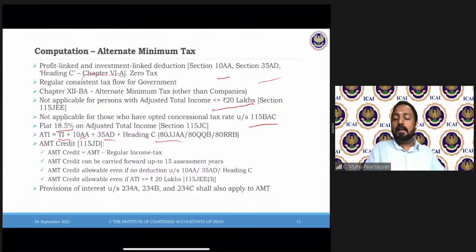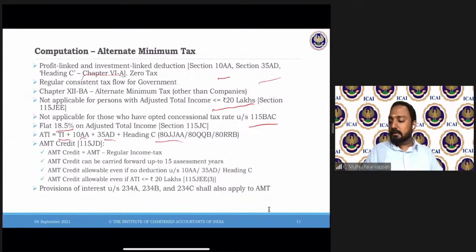With respect to AMT, it's a flat rate, 18.5%. So there is no concessional rate or flat rate at all. But if you have already opted for the concessional rate, then the concept of alternate minimum tax is not at all there. Once you have decided to choose the optional rate, there is no concept of choosing this alternate minimum tax.